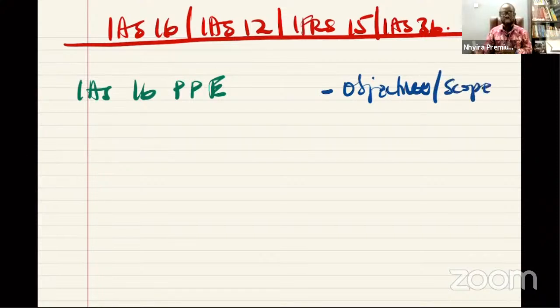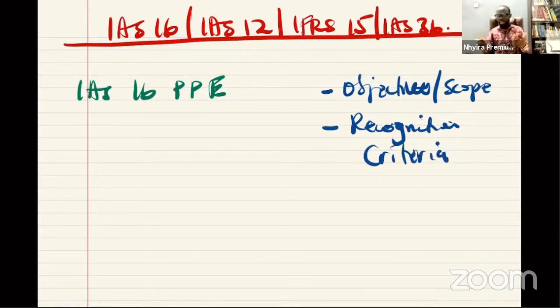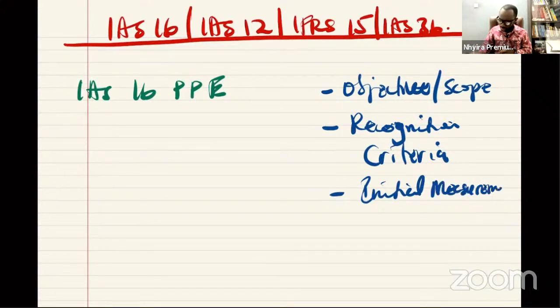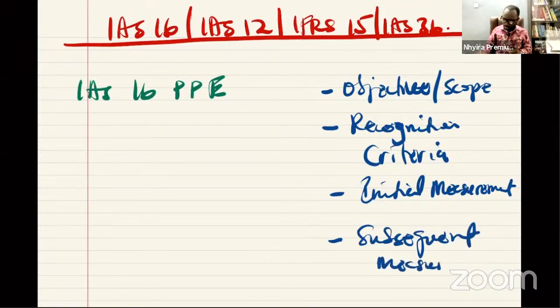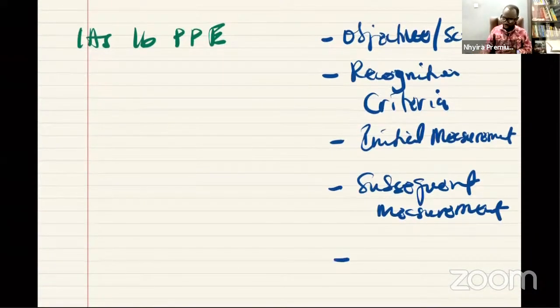Along with the objective is the scope of the standard: what exactly the standard is covering as it is issued. So the scope and objective of the standard are something you must know, something very critical. After looking at the objective and the scope, the next thing you want to look at is the recognition criteria. Then you come to the issue of initial measurement. Then subsequent measurement. Then the last thing is going to be any disclosure requirements.